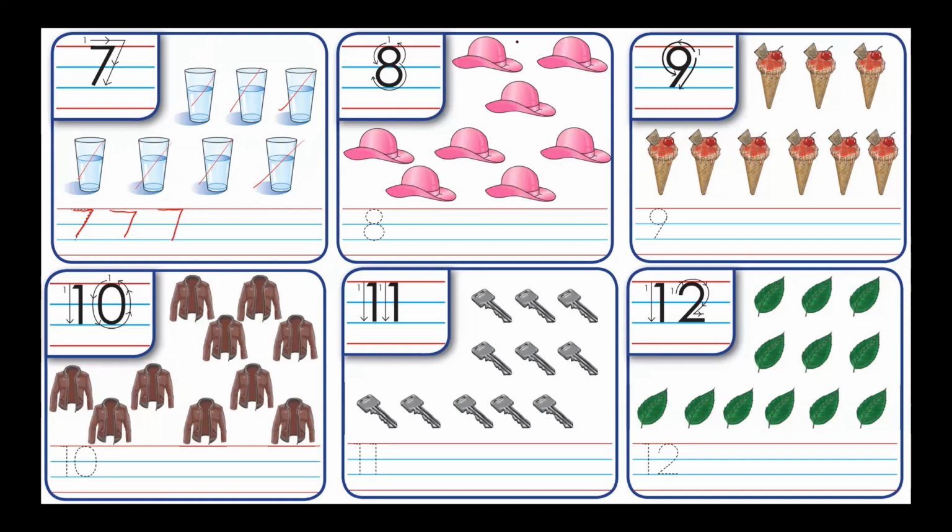Let's look at the next one. Do we have hats? Hats. How many hats do we have here? Let's count together. 1, 2, 3, 4, 5, 6, 7, 8. How many hats do we have here? 8 hats. Let's look at the next one.